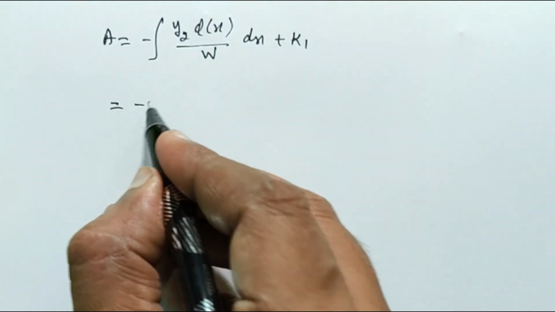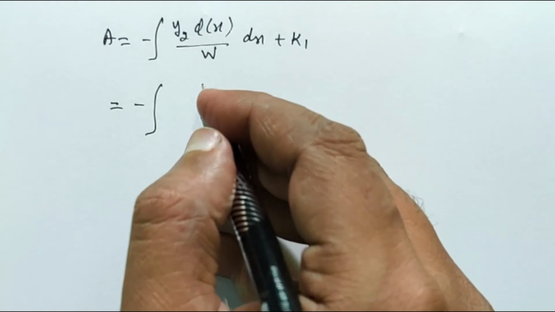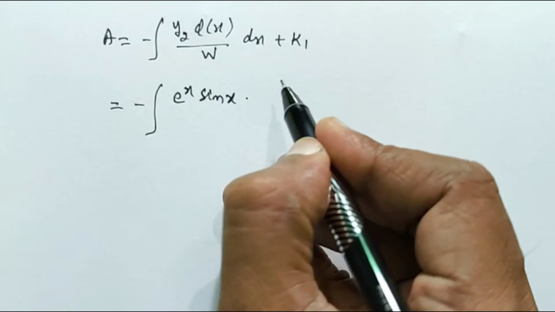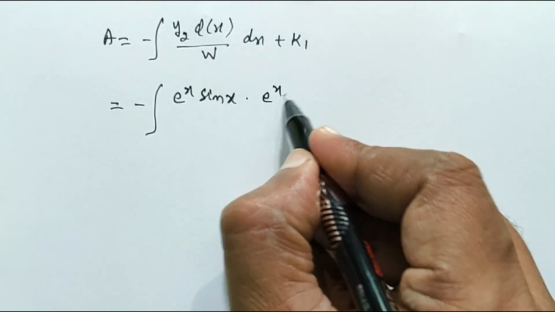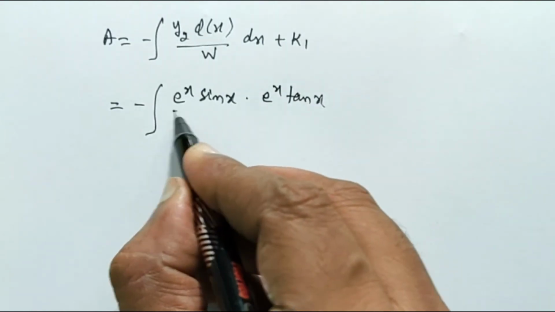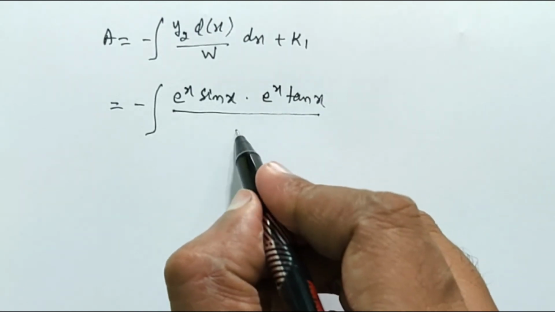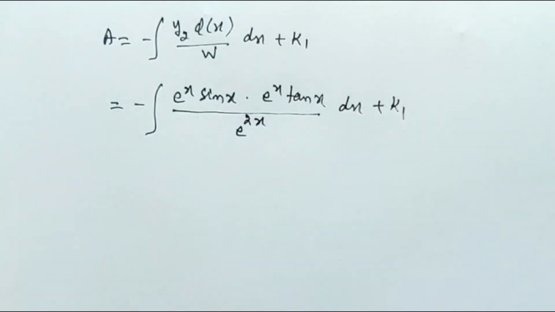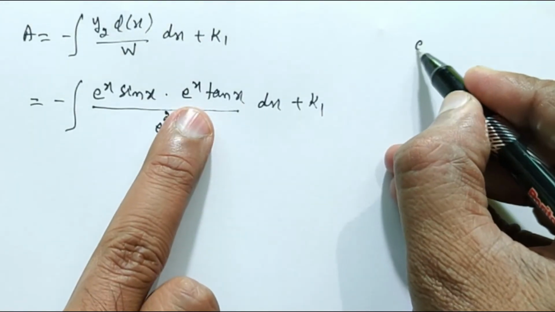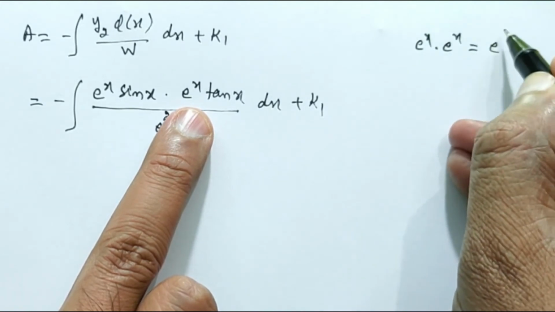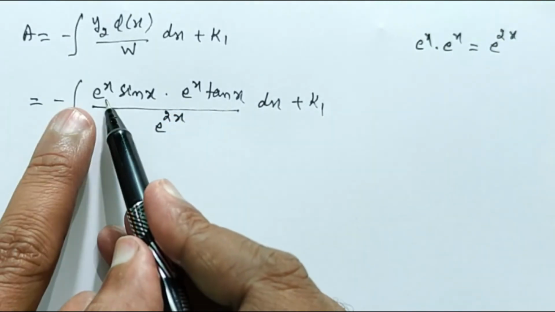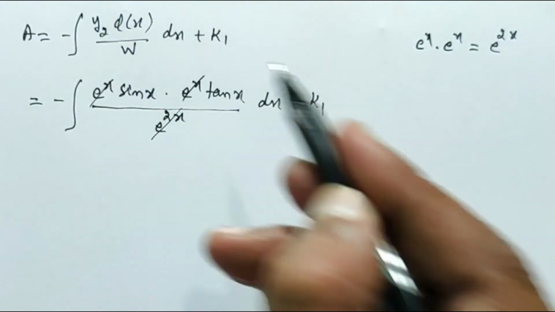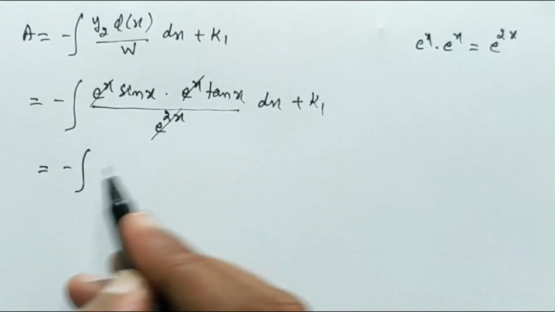So that is nothing but minus integral of, your value of y2 in this problem is e power of x into sine of x, and phi of x is nothing but e power of x into tan of x, whole divided by the Wronskian w, which is e power of 2x, times dx plus the constant k1. So we know that e power of x into e power of x is nothing but e power of 2x. So e power of 2x in the numerator and e power of 2x in the denominator will cancel out.